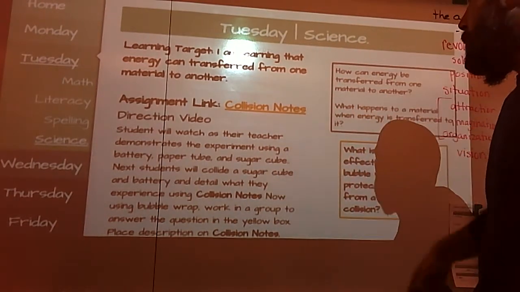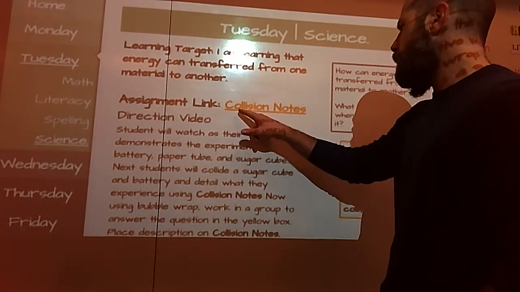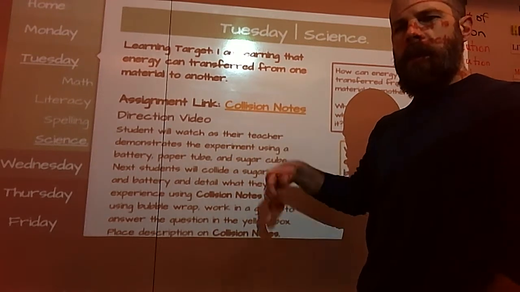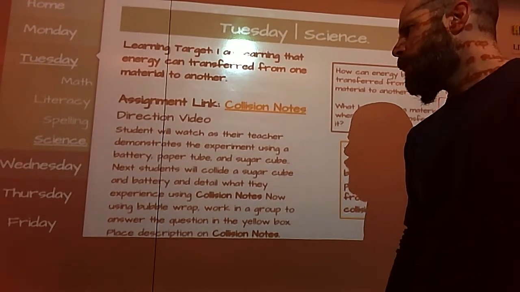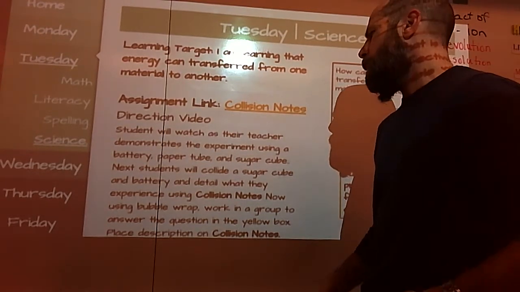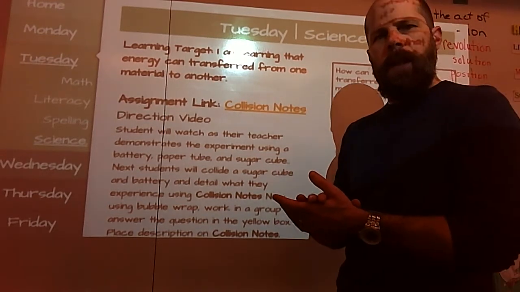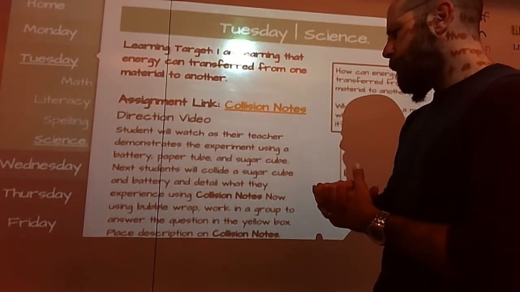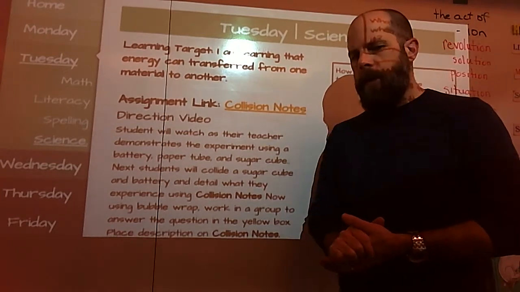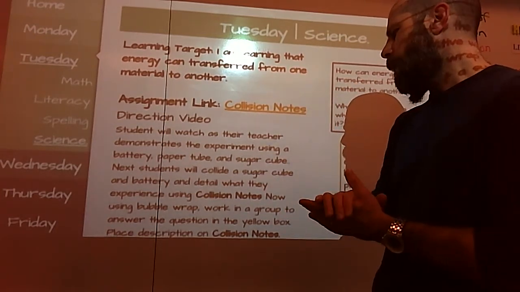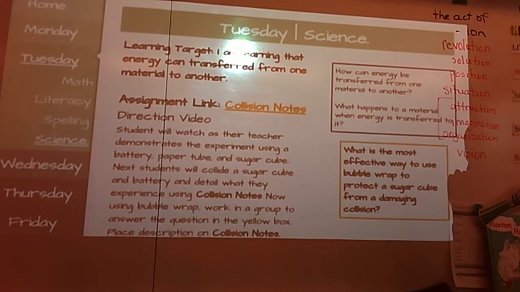So today there's a couple things to note. Obviously, you're watching the direction video right now. Another thing is this collision notes link. That's something that everybody's going to need to fill out, so we'll pay attention to that in a little bit. I'm going to go through the demonstration of the experiment using our battery, the paper tube, and sugar cube, and then you guys are going to be giving that a try yourselves. And after you do that, you're going to be collecting some notes in that collision notes document. After that, we'll talk a little bit about bubble wrap and have you guys work in a group to answer a question. And it's actually the question in the yellow box here.